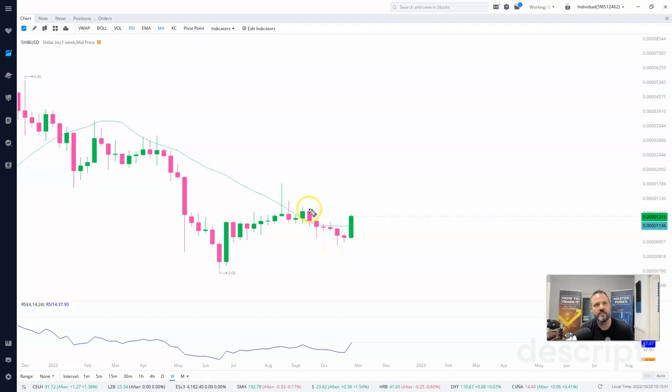So what we're going to notice is we have a trend line right here. Okay, so that's number one. Number one is a big TL. Okay, number one, trend line break.